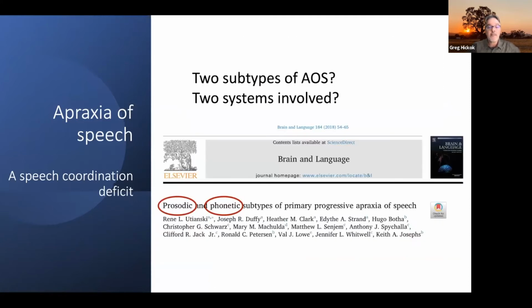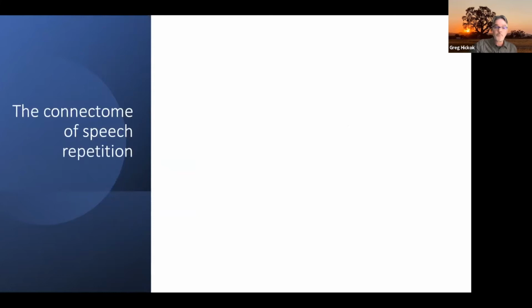Interestingly, recent discussion about apraxia of speech centers around the possibility of there being two subtypes, which suggests possibly two different systems. And you can kind of see where I'm going with this. Maybe different subtypes of apraxia of speech map onto these two different speech areas. Interestingly, the two types that have been discussed are a prosodic type and a phonetic type.